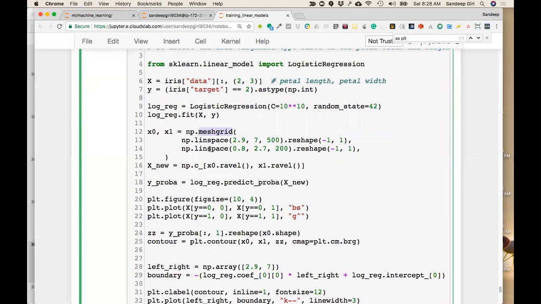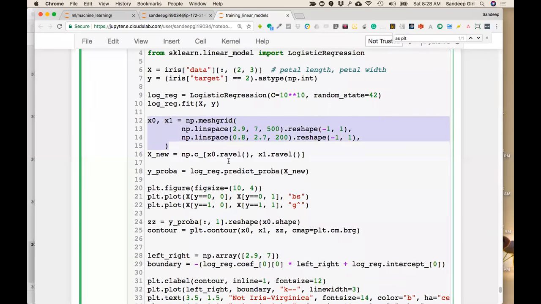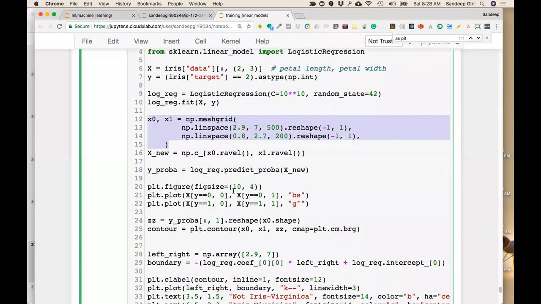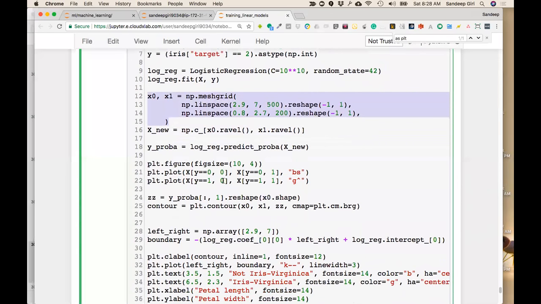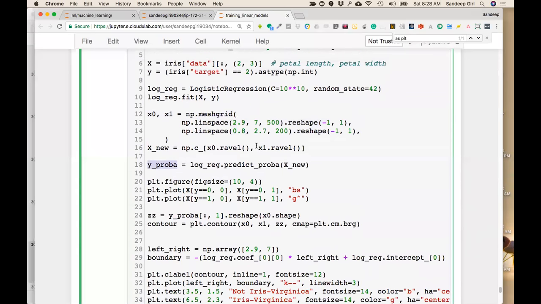Afterwards, we are just trying to do the number generation here, just so that we can plot the graph. For these new values, x new, that we have just generated, we are predicting the probabilities. Okay.